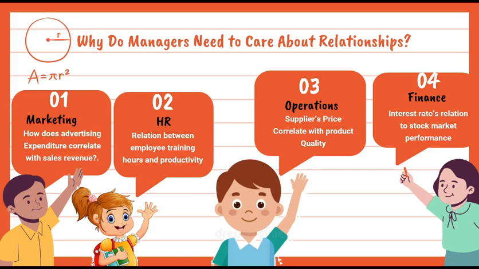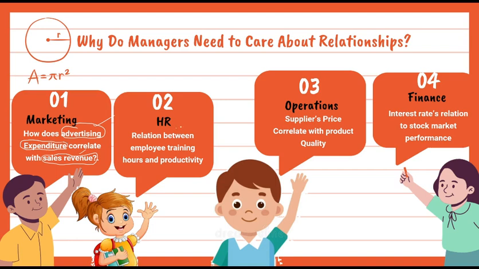We take some examples from the everyday business world to understand this concept of relationship between variables. For example, take advertising expenditure and sales revenue. That means if I increase my expenditure on advertising, does it have any impact on the sale of my company's product? So this is an example from marketing where we can be interested in understanding the relationship between two variables, one of which is advertising expenditure and the other is sales revenue.